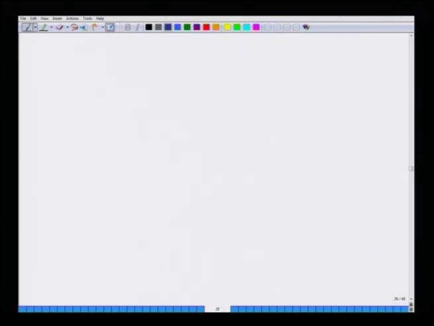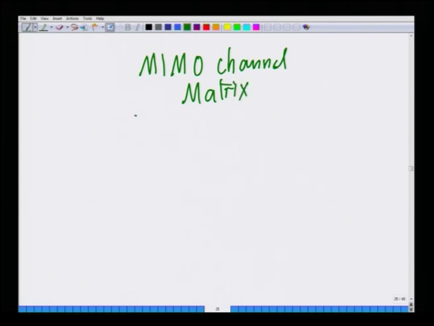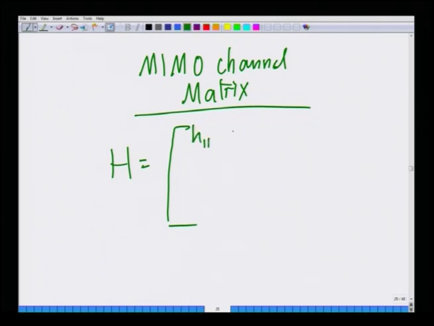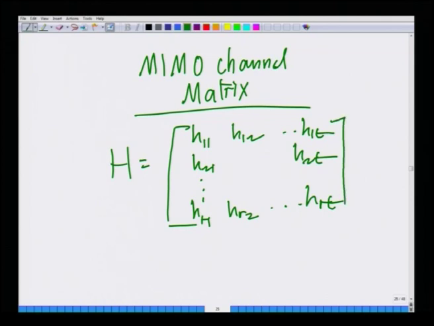And the MIMO channel matrix, as we already said, is nothing but H equals H11, H12, up to H1T, H21, H22, up to H2T, so on up to HR1, HR2, so on up to HRT. This is the R cross T dimensional MIMO channel matrix.